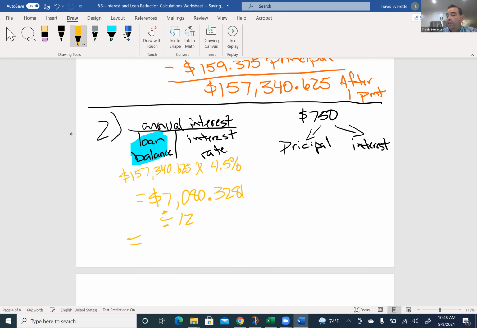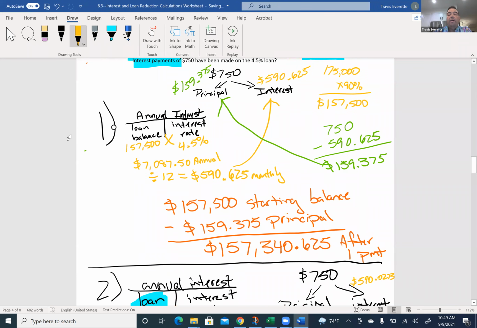That's going to give me $590 and about 2 or 3 cents monthly for interest, which I'm going to take right there. So 590.0273, okay? Well, just like we've done previously, if we take a look at this thing, we can now figure out how much of that payment number 2 is going toward principal.